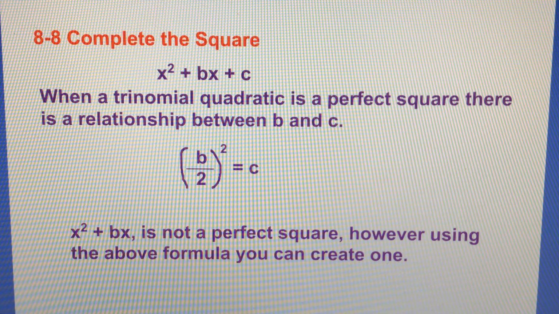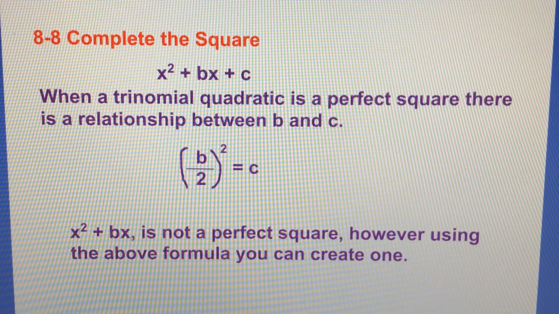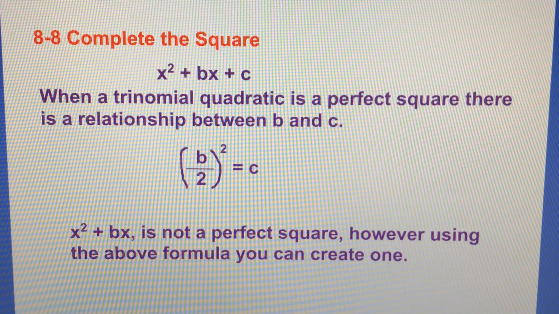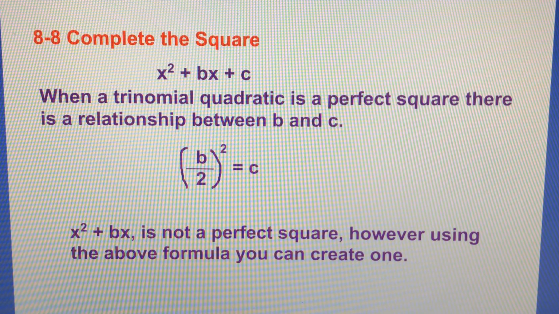If you have a trinomial, x squared plus bx plus c, when a trinomial quadratic is a perfect square, there is a relationship between b and c. This is the relationship: b divided by 2 squared equals c. x squared plus bx is not a perfect square. There's no c value there. However, using the above formula, we can create a perfect square.